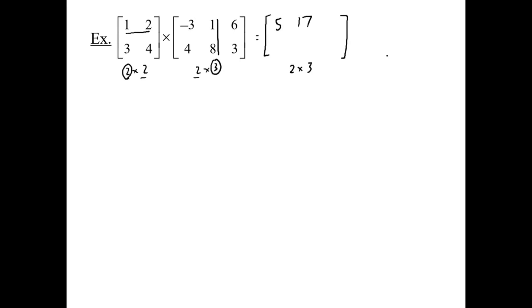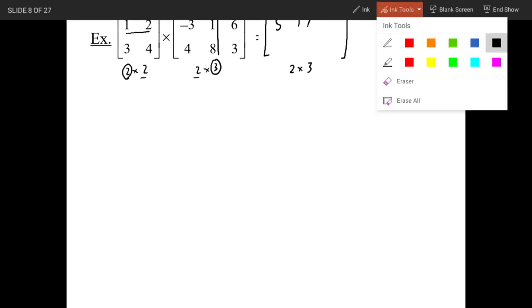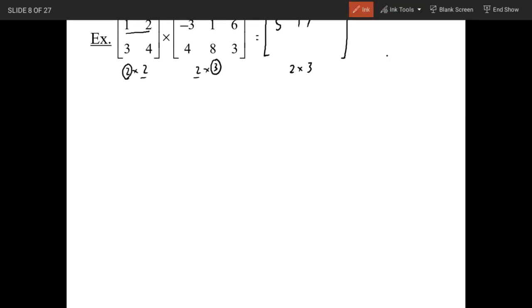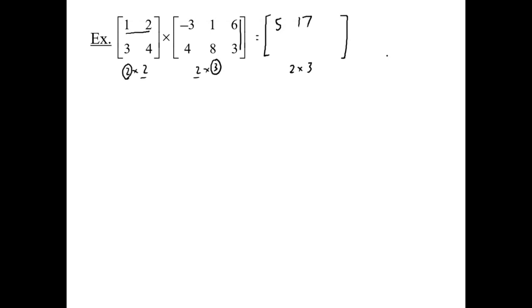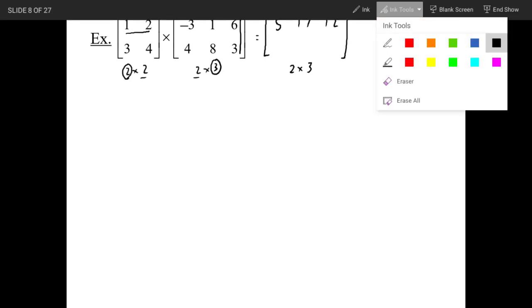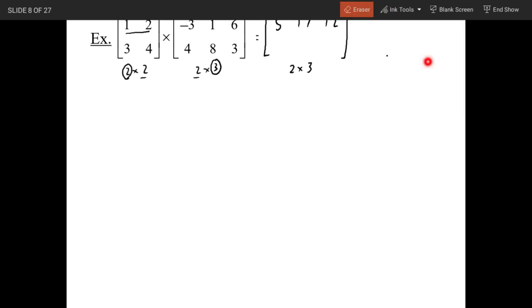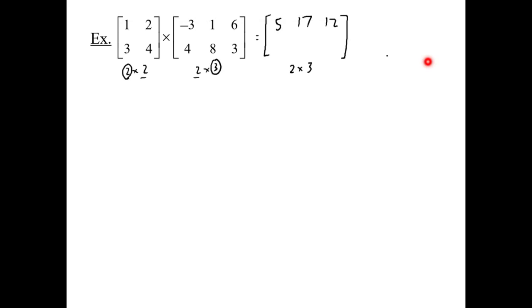Row 1 times column 3. So I got the 1 times 6 and the 2 times 3. So we get 6 plus 6 is 12. Now I'm ready to move on to the second row times the first column. So row 2 times column 1. Pair them up, so 3 times -3 and 4 times 4. So -9 plus 16 is 7.